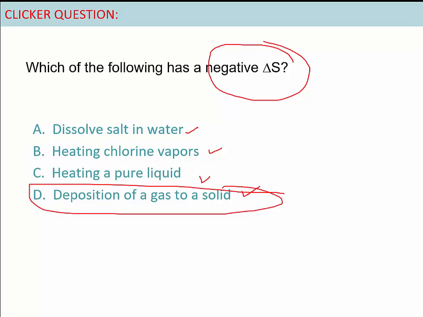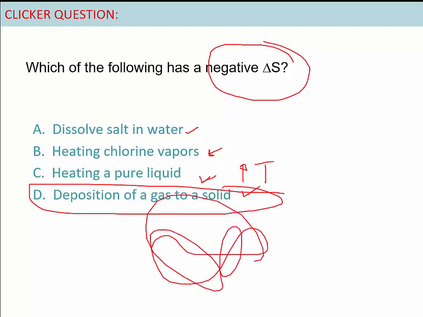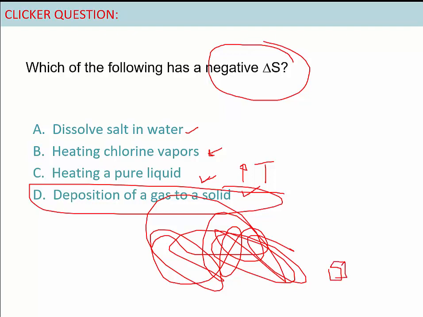Dissolving salt in water, you're going from something that's a nice solid crystal, distributing that out across the entire volume of the water. Heating chlorine vapors, you're going to give it more energy, you're going to increase that molecular motion. Entropy is temperature dependent, so it's going to go up as temperature goes up. Heating a pure liquid, same idea, you're increasing temperature. Deposition of a gas, which is random motion, into a nice solid, you've decreased the volume, you've ordered your molecules, that's going to be a negative change in entropy.